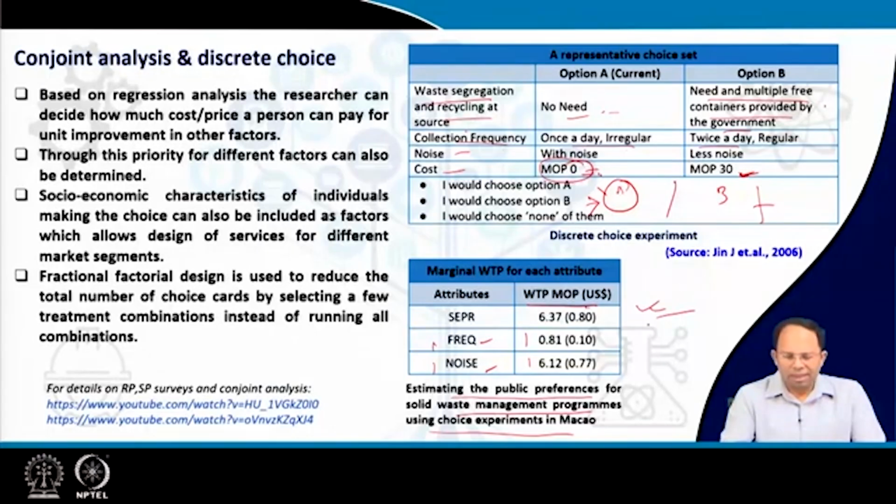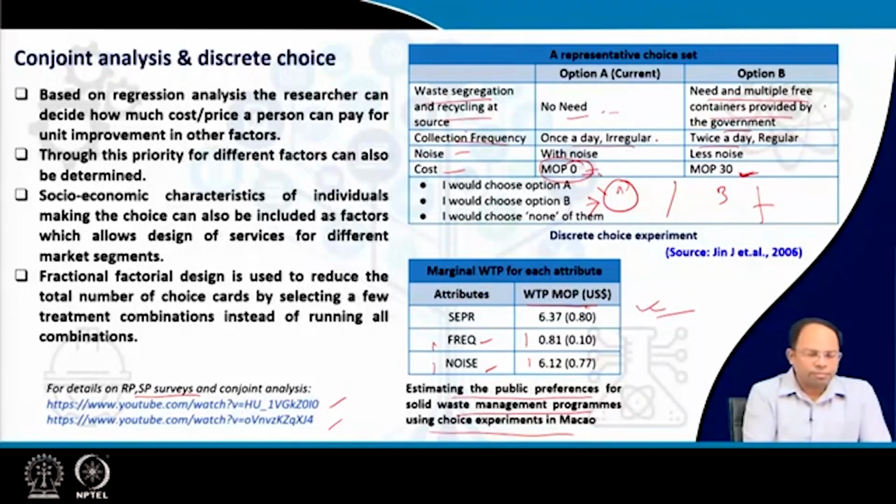So anyway, the detailed regression techniques I am not covering in this particular course, because then it will make the course very large, but you can please refer to these YouTube videos where the detailed way of conducting these regressions is given, and also how to conduct RP SP surveys, how to create these payment cards, or how to create these option sets, are also discussed. Now, based on regression analysis, the researcher can decide how much cost a person can pay for unit improvement in other factors. So that is what is being done over here.